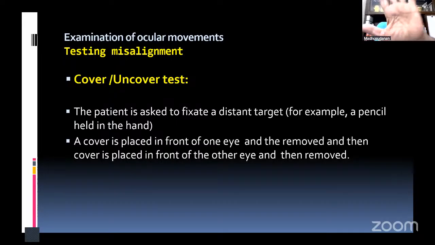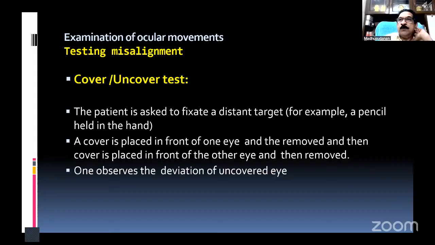Then again, the patient fixes with both eyes. Then the cover is placed in front of the other eye and removed, not alternately covering. You're covering one eye, then removing, covering the other eye and removing. That is the cover uncover test. So in between, the patient is viewing with both eyes. One observes that always in the cover uncover or alternate cover test, we observe the movement of the uncovered eye.